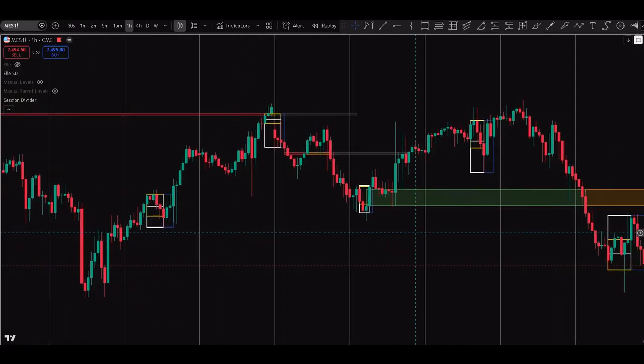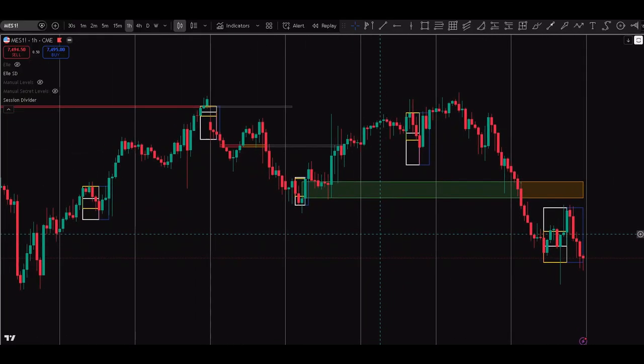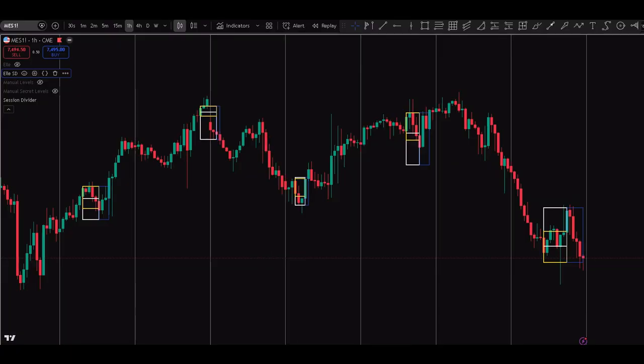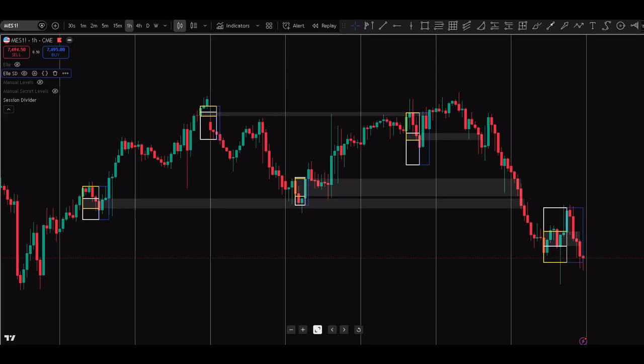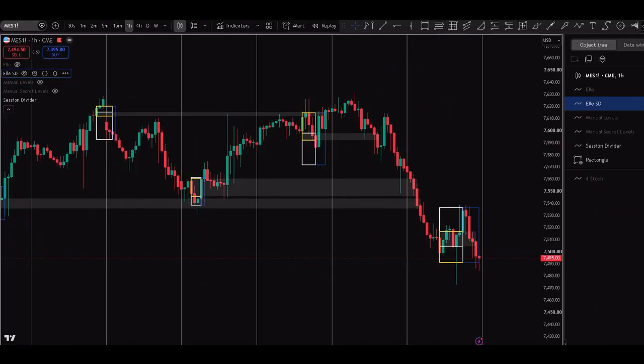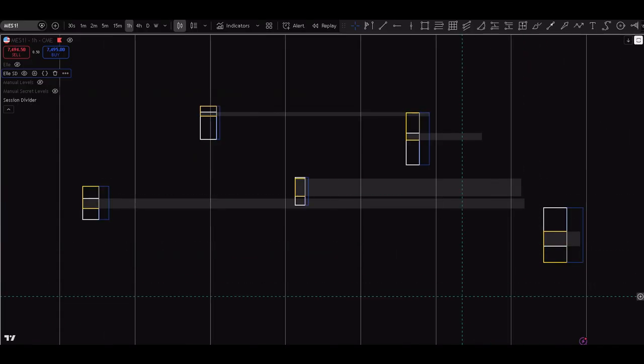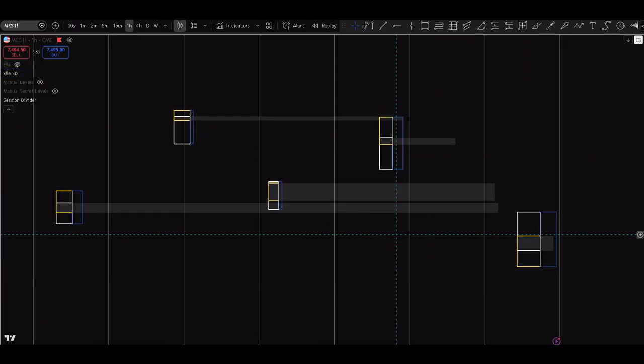But let me show you specifically the strategy that I used at Take Profit Trader. So we're just going to turn off all of these, and we'll turn on Show Overlap Gap Secret Level. Great. So now this gives you an entirely different gap. These gaps come directly from our containment zones. Now if I turn off the candles, you can see we just have the containment zones and the secret levels.